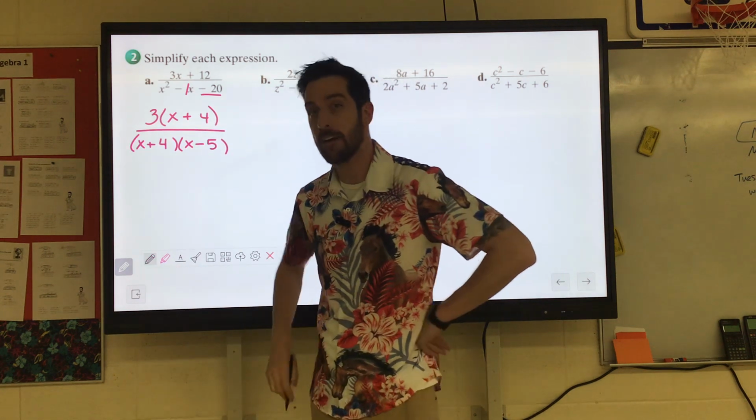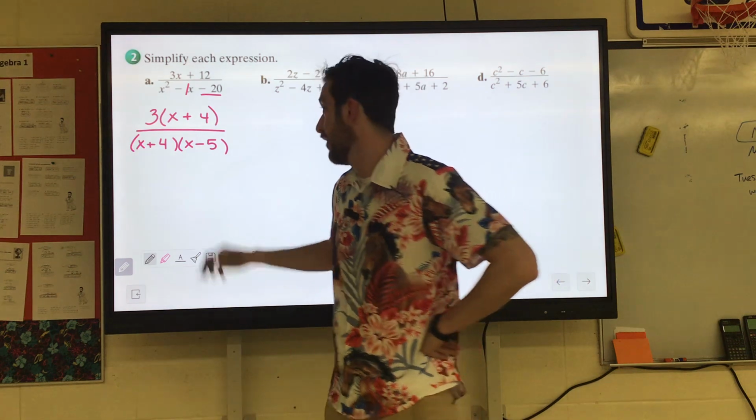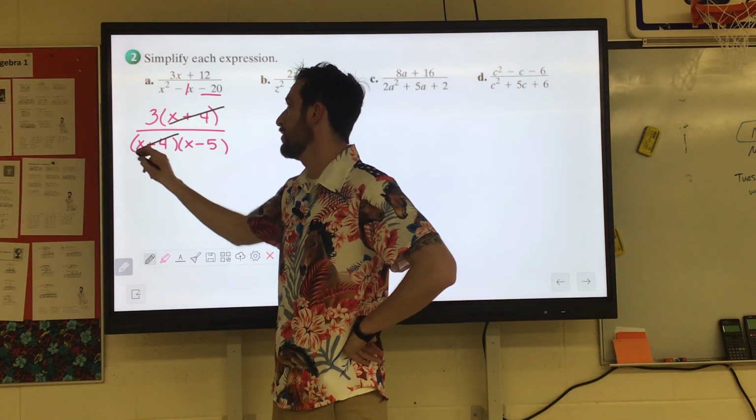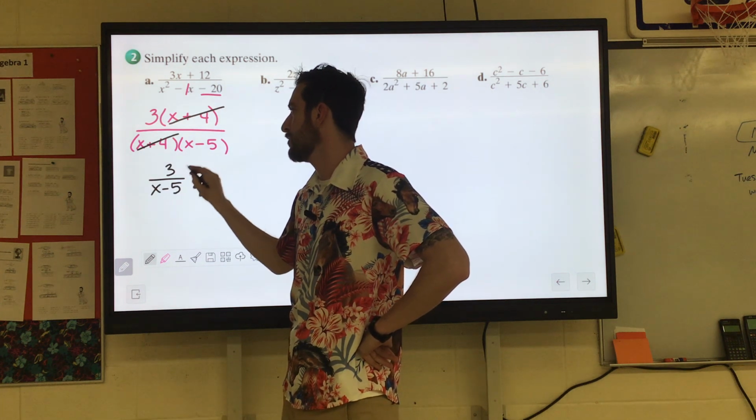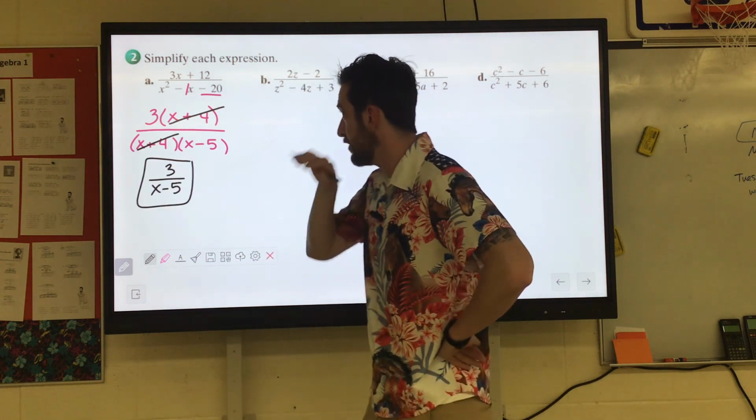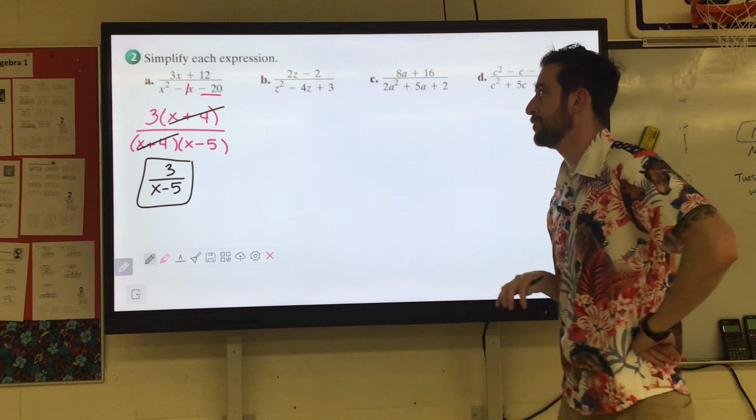Do you see anything in common that we could cancel out? Yeah, they both have x plus 4. So all we have left in the numerator is 3. All we have in the denominator is x minus 5. Look at that. No problem.